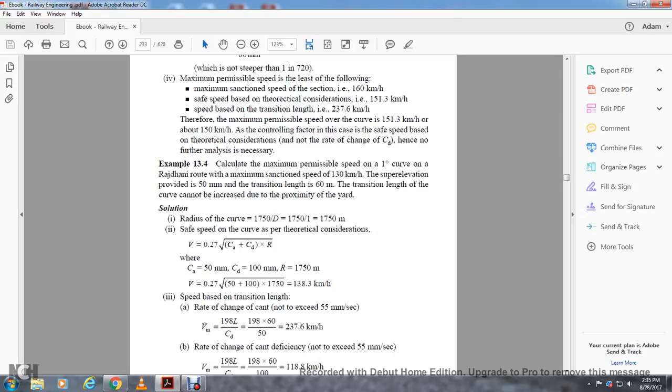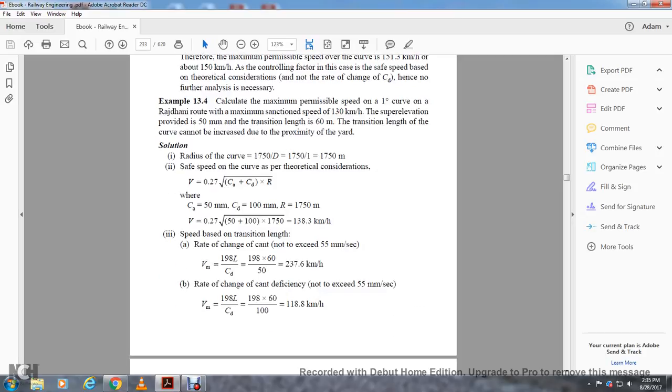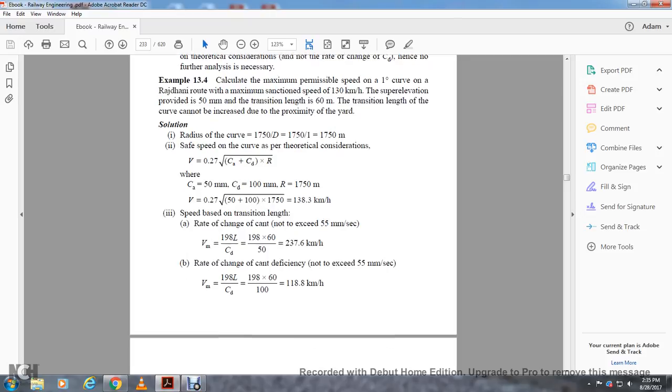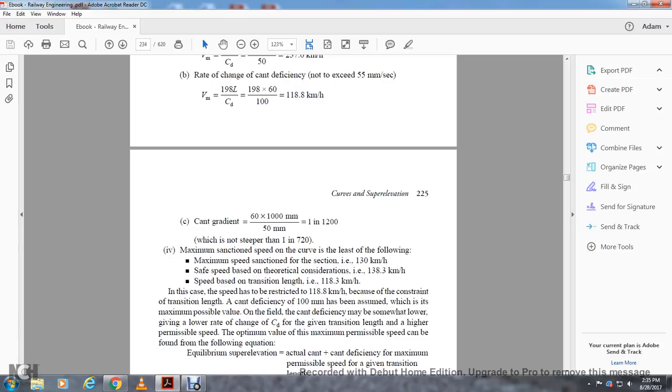Velocity in meters is 198 L divided by the Kant, equal to 198 times 60 over 50, 237.6 kilometers an hour. Rate of change of the Kant deficiency 55 millimeters a second. Velocity is 198 L divided by the Kant deficiency, maximum 100, so 198 times 60 divided by 100, 118.8 kilometers an hour. Kant gradient is 60 times 1000 millimeters divided by 50 millimeters, which is 1 in 1200.